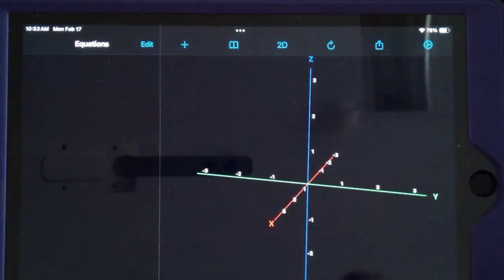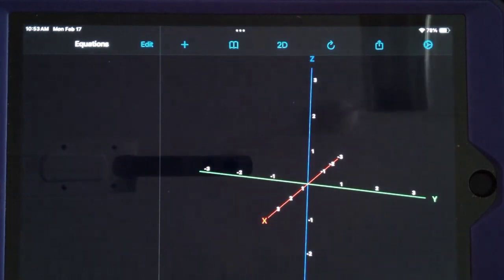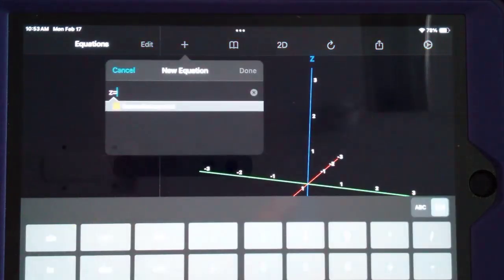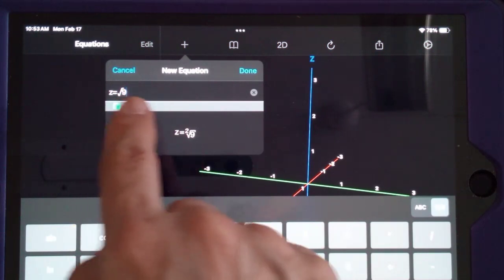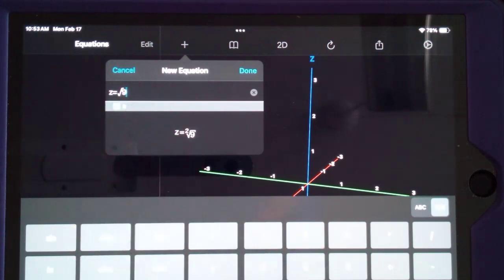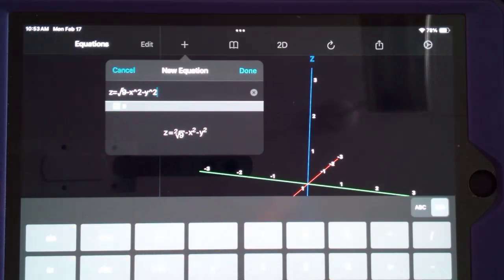If I poke that, I can add an equation here, and it's color coded. X is red, Y is green, and Z is blue. Add an equation, Z equals, just like before, square root of. Now, this doesn't put the roof on the square root automatically, right? It shows me what it looks like down there, but up here, I don't see that. So I got to be careful. Minus X raised to the second minus Y raised to the second. See, that's not what I wanted, is it?